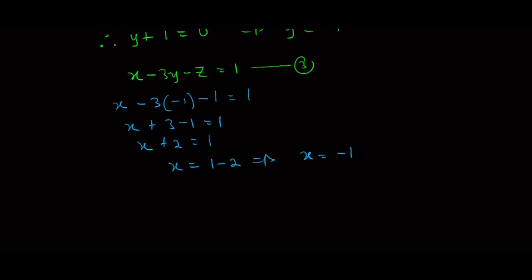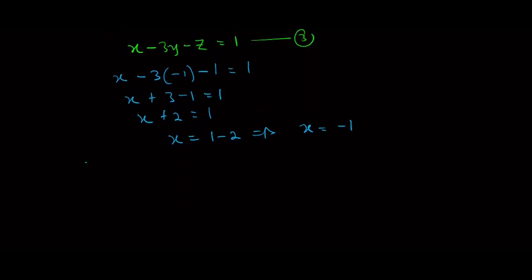So since we have gotten the value for x, we can conclude that the value for x is minus 1, the value for y is also minus 1, and the value for z is 1. That is the parameters we have got.